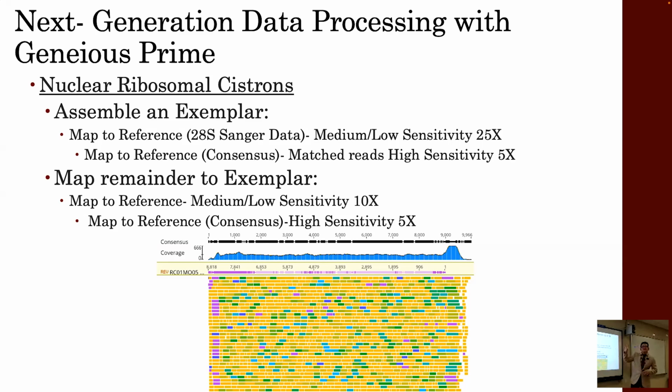I then used that exemplar sequence to assemble the rest of my Gyrinicola worms, so I didn't have to do the whole thing with 25 iterations over and over and over again. This just made my life so much easier. And with that example, we got this huge chunk of the nuclear ribosomal cistron.